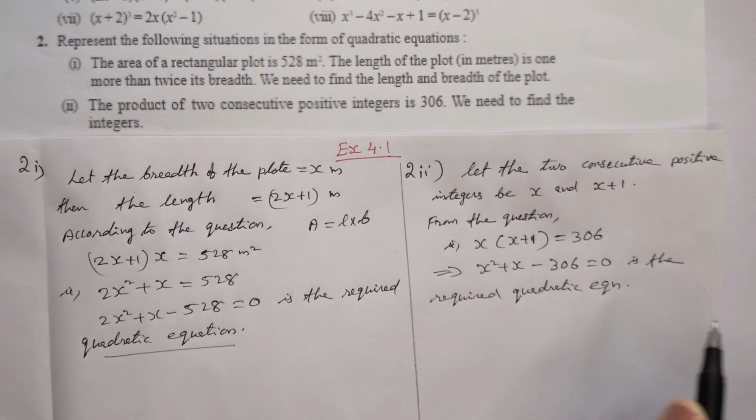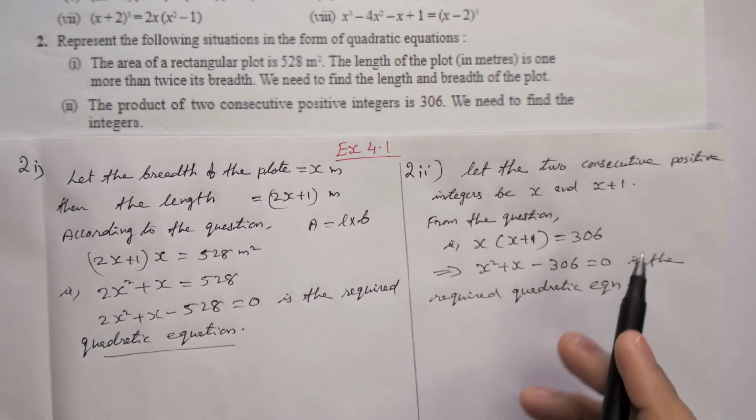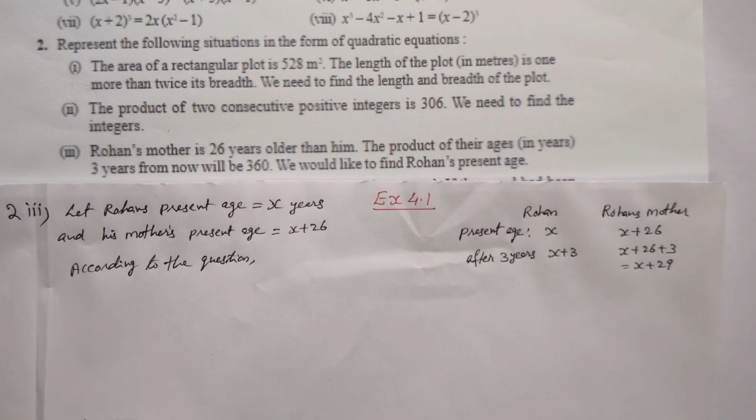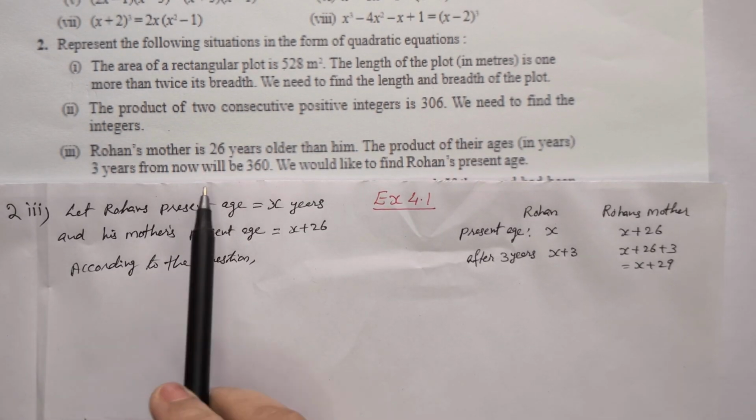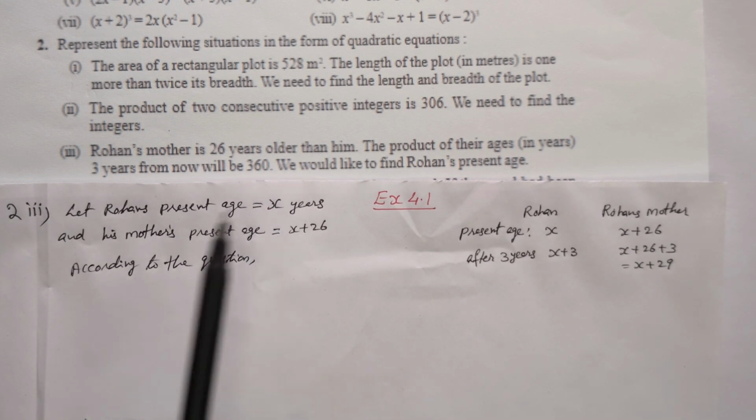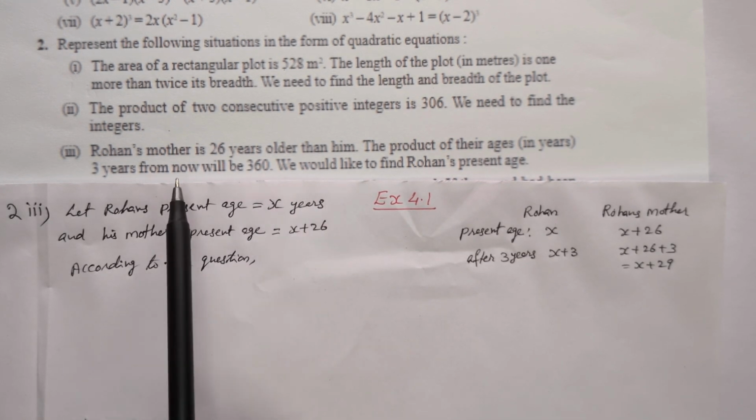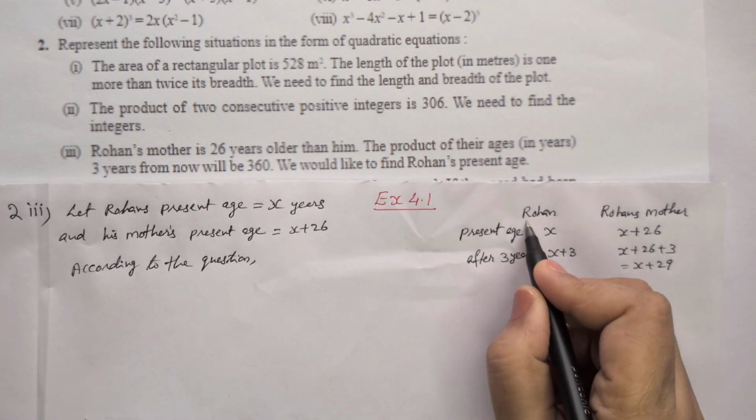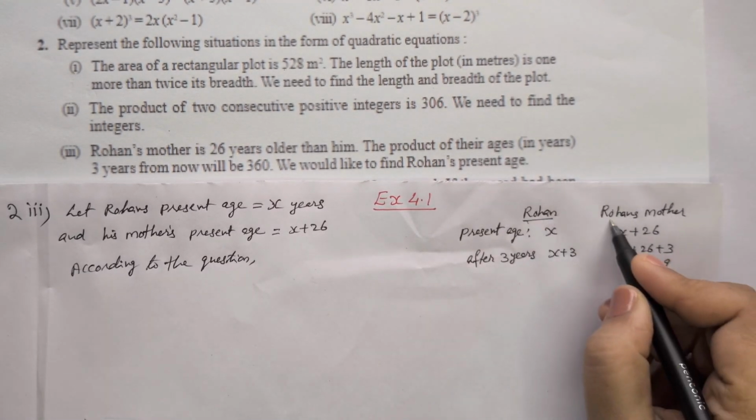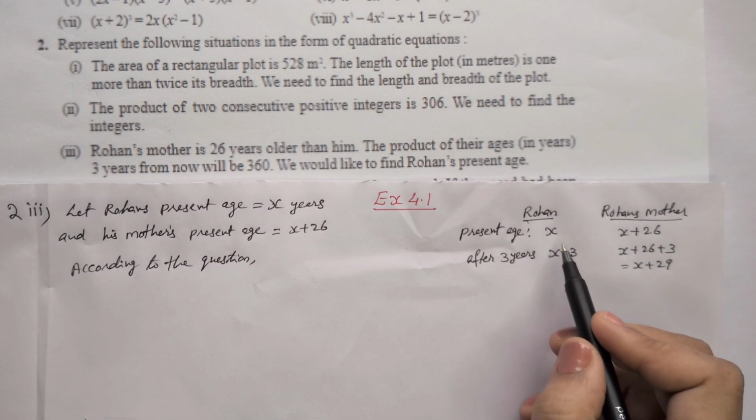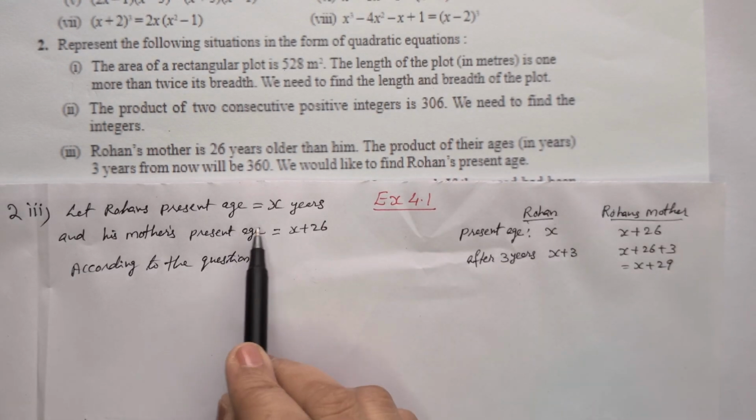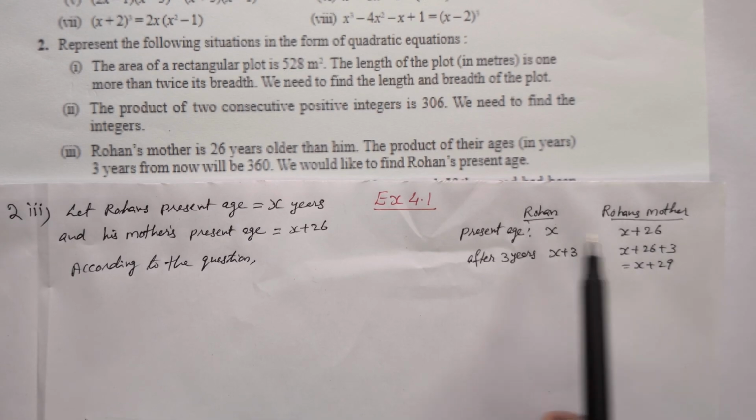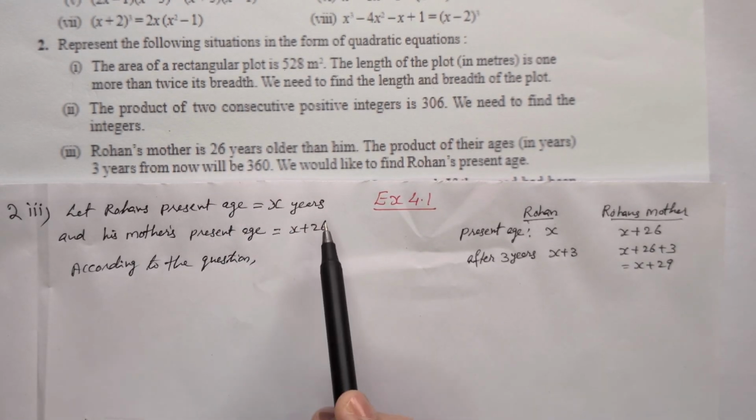The given situation we converted to quadratic equation form. Third one, Rohan's mother is 26 years older than him. So, two characters, Rohan and Rohan's mother. Their present age: Rohan's present age as h, and his mother's age, that is h plus 26. Mother is 26 years older than him.